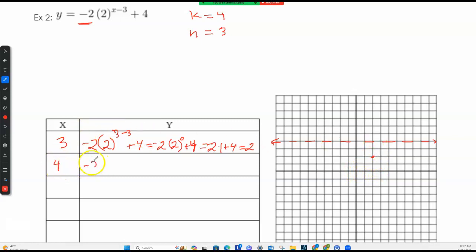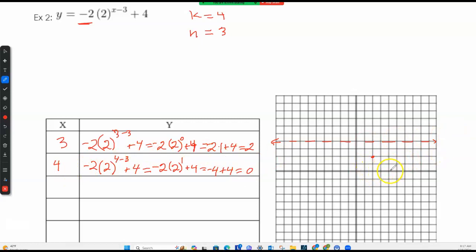4. -2 times 2 to the 4 minus 3 plus 4 equals 4 minus 3 is 1. -2 times 2 to the first power plus 4. 2 to the first is 2. -2 times 2 is -4. Plus 4 equals 0. So 4, 0.